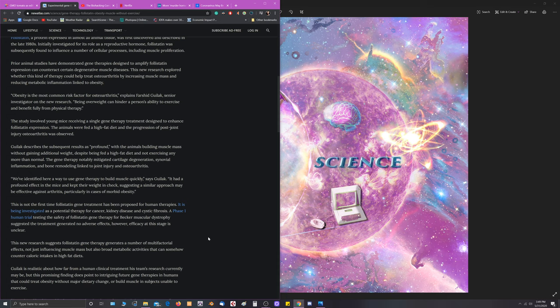Okay, let's see. So, lost my place now. So we've identified here a way to use the gene therapy to build muscle quickly. It had a profound effect in the mice and kept their weight in check, suggesting a similar approach may be effective against arthritis, particularly in cases of morbid obesity. This is not the first time follistatin gene treatment has been proposed for human therapies. It is being investigated as a potential therapy for cancer, kidney disease, and cystic fibrosis. This is huge, guys. Wow.